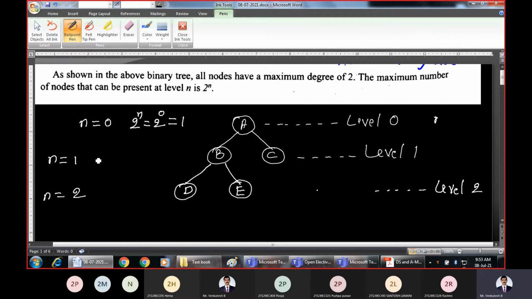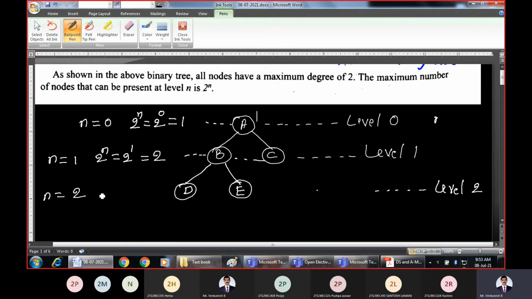Now if n is 1, apply the formula: 2 raised to n is equal to 2 raised to 1. So 2 raised to 1 is 2. So the maximum number of possible nodes at level 1 is 2, at this horizontal level. This is what defines one level, which we have studied in previous discussions. We have seen what actually a level is.